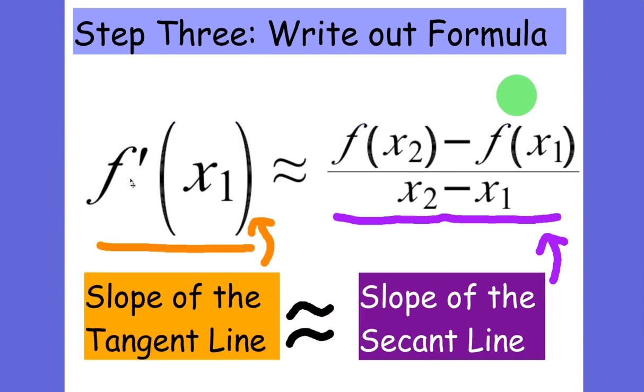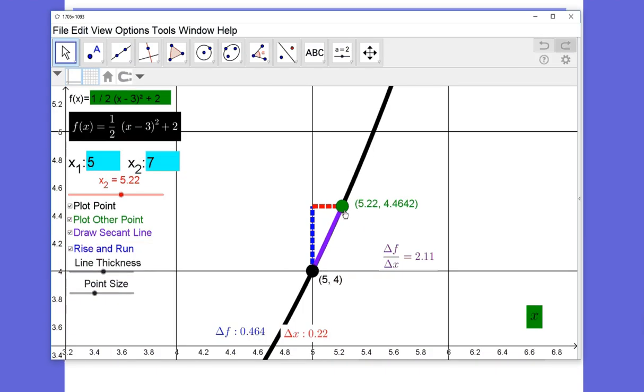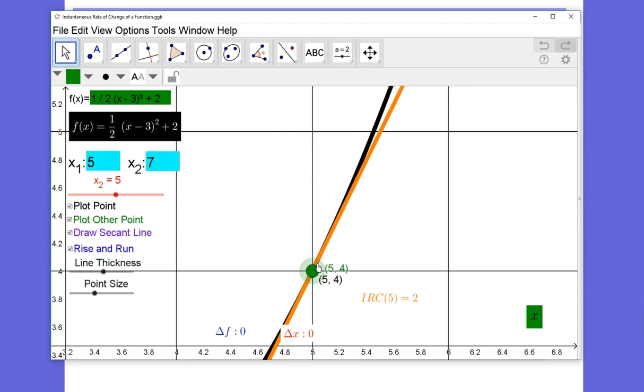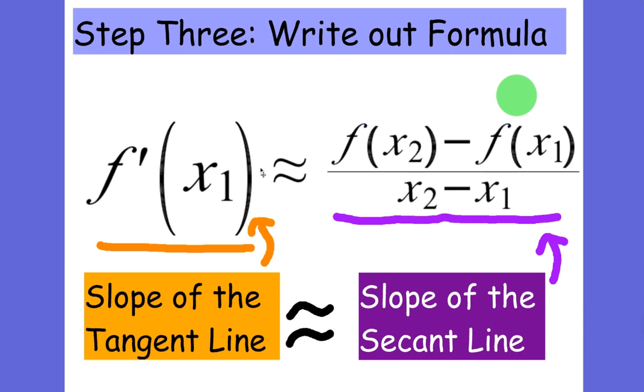So let's read this together. F prime of x1, so if we go back to our example, x1 would be 5, okay? So the slope of the tangent line at 5 is approximately equal to the slope of the secant line when x2 and x1 are really close to each other. Okay, so that's all the linear approximation formula is. The slope of the tangent line is approximately equal to the slope of the secant line.